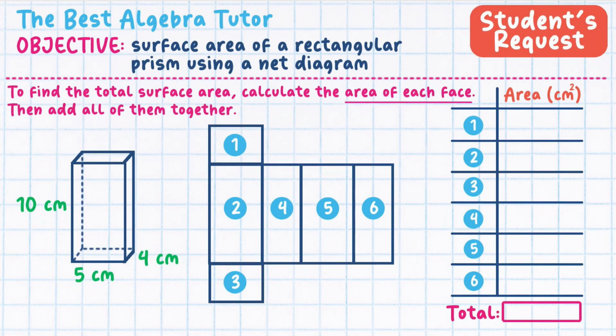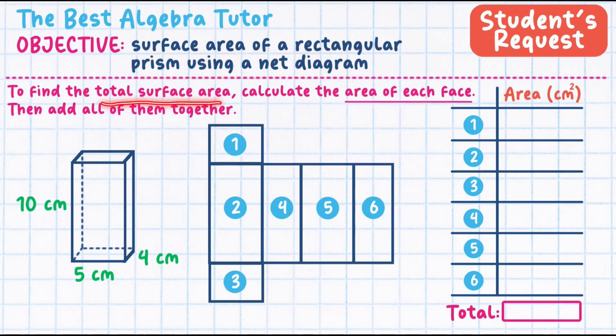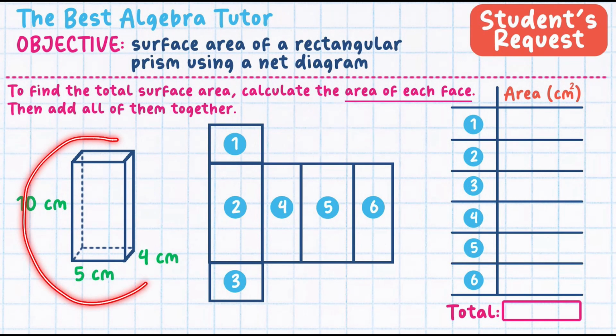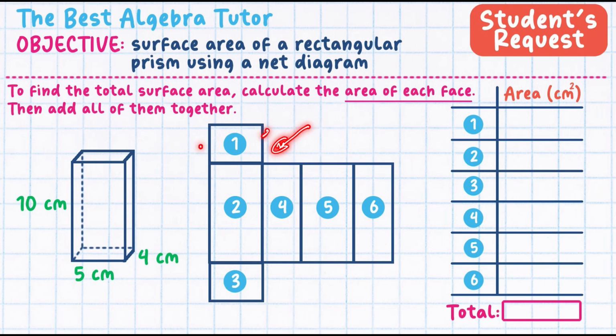So I've been asked to go over the surface area of a rectangular prism using a net diagram. In order to find the total surface area, you have to calculate the area of each face, and then we're going to add all of them together. I have my 3D shape, my net. Remember, if I fold my net, it will give me this 3D shape.